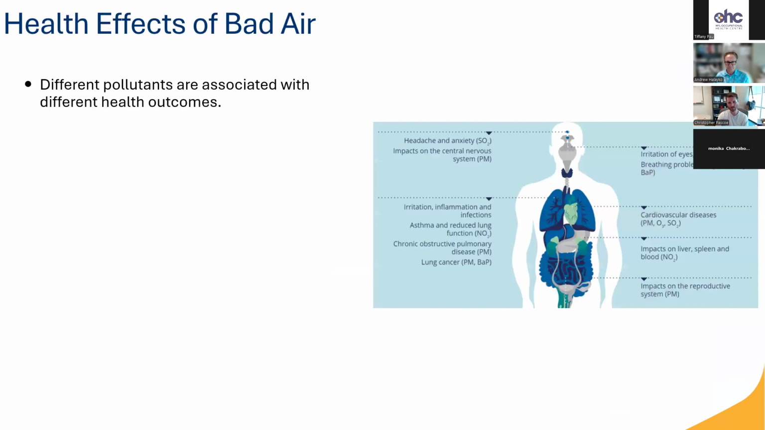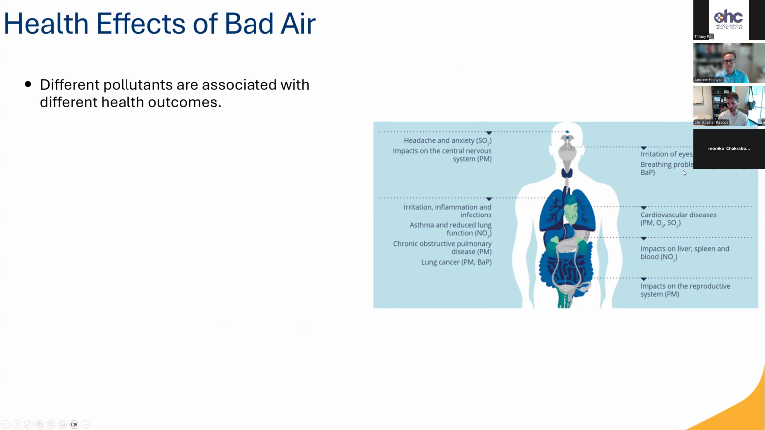of health. I put this schematic up here to highlight that different pollutants are associated with different health outcomes. We just talked about particulate matter, but SO2, NO2, and ozone are also concerns. So you can see that sulfur dioxide can cause headaches. It can worsen anxiety in individuals. Particulate matter, specifically those particles that circulate in the bloodstream, does impact your brain and central nervous system. They irritate your eyes, your nose, your throat.